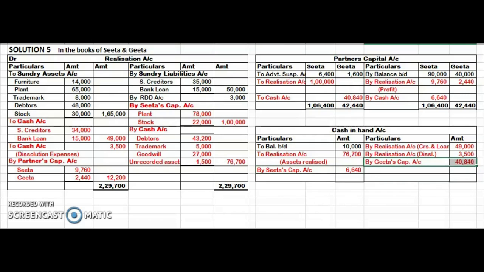Now after this, when we take up the total of cash in hand account, it will tally, that is 93,340. We have finished the sum here.